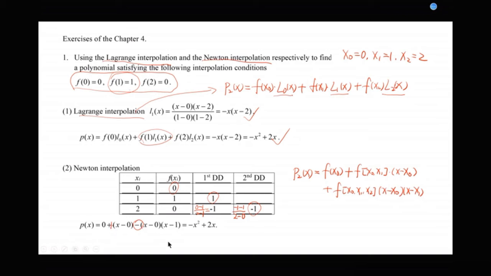Of course you will obtain the same answer as Lagrange interpolation. If you obtain different results, that means at least one result is not correct. Clear? So now we obtain the polynomials satisfying the interpolation conditions by the Lagrange interpolation method and the Newton interpolation method. Clear?